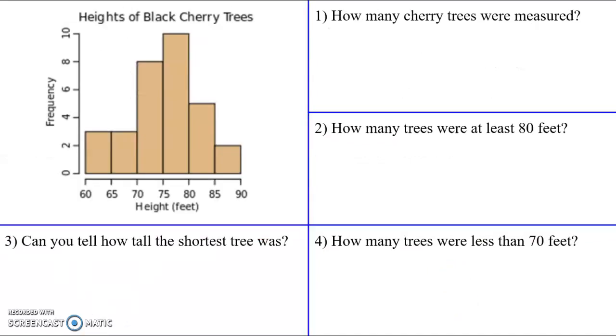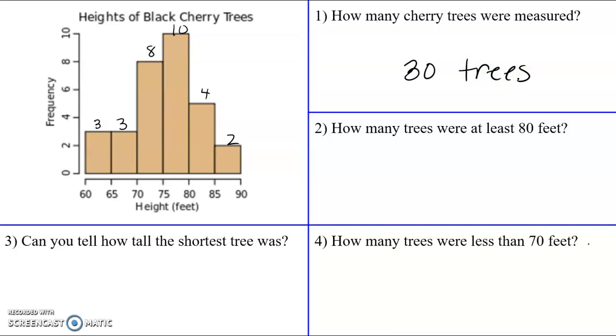All right, last thing we have here, we have a histogram. And so the first thing it asks is how many cherry trees were measured? Well, I can figure out how many are in each bar and then add them up. It looks like there were 3 trees in the first bar, 3 in the second, 8 in the third, 10 here, 4 and 2. And so if I add those numbers up, that tells me there were 30 trees total.